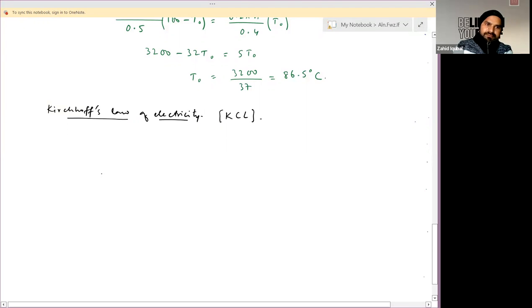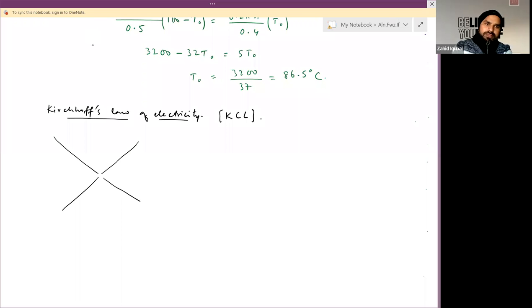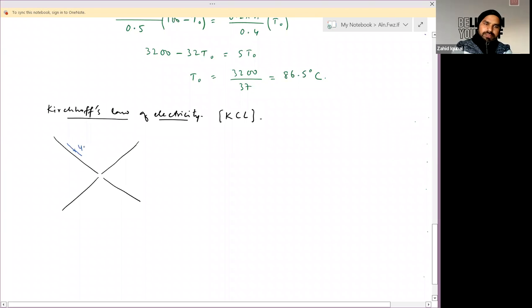Suppose you have a junction like this connected by 4 different roads. Along this path, suppose 4 individuals are coming towards this. Along this path, 5 individuals are coming. And along this path, only 3 individuals have gone. So how many individuals must follow this particular path if there is no accumulation of any individual at this particular junction?